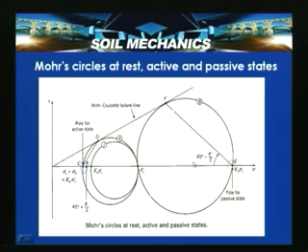So, in this slide the Mohr circles at rest, active and passive states are shown together. This Mohr circle is for the at rest condition, this Mohr circle is for the active state condition, and this Mohr circle is for the passive state condition.